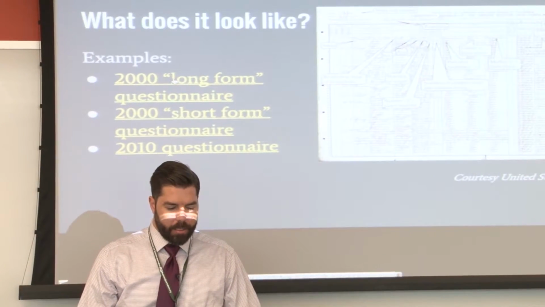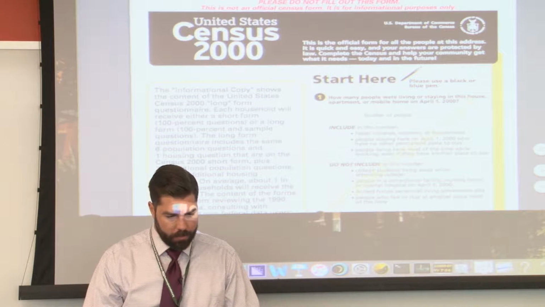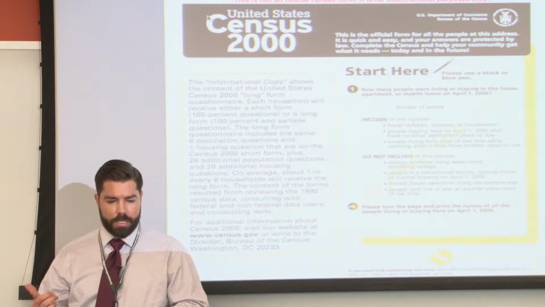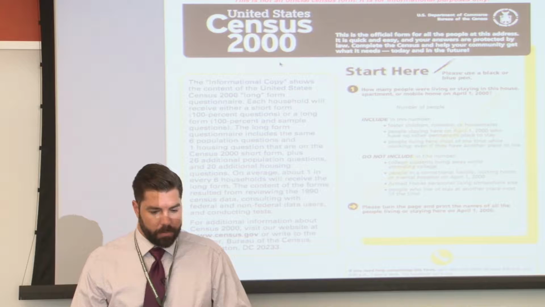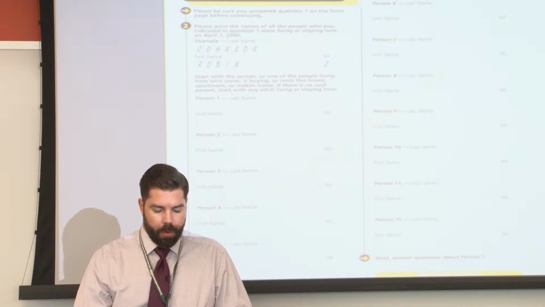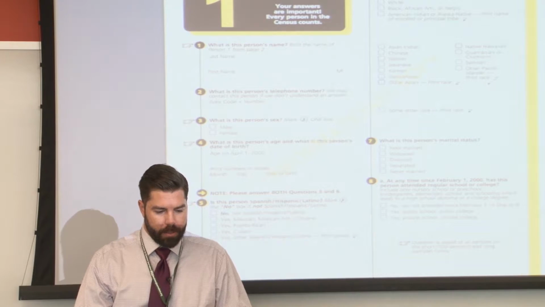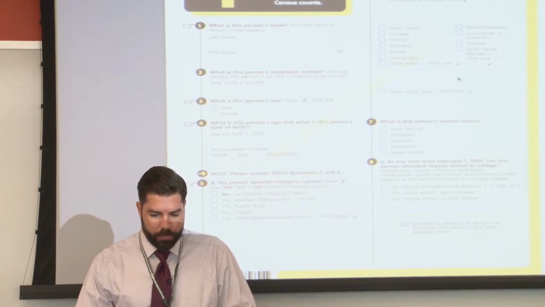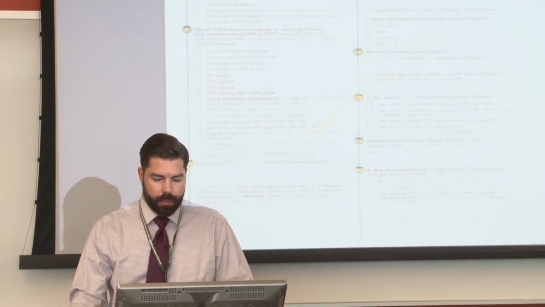So let's take a look at the 2000 long form. I'll be jumping in and out of the presentation, and I think we'll make this presentation available for you afterwards too. There are links in there so you can take a look at this stuff from the presentation itself. So it's quite a bit more organized than in 1910, easier to read. They added a lot more about race and ethnicity, educational attainment, all sorts of stuff.